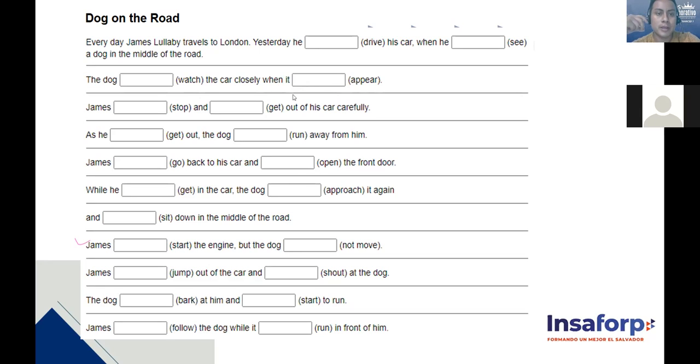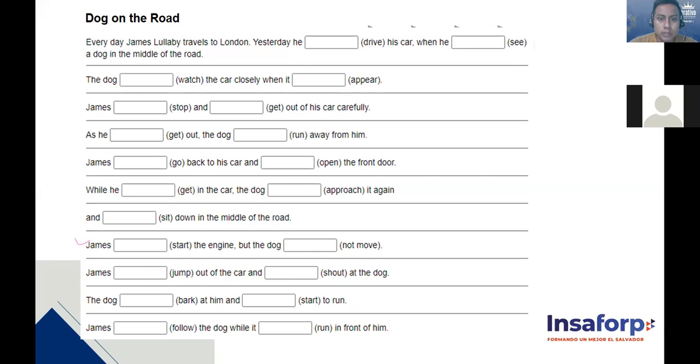Shouted. Okay. So how do we say it then? Anybody can provide me with the full sentence now? James jumped out of the car and shouted at the dog. Okay, very good. Then let's see. Next one, please.